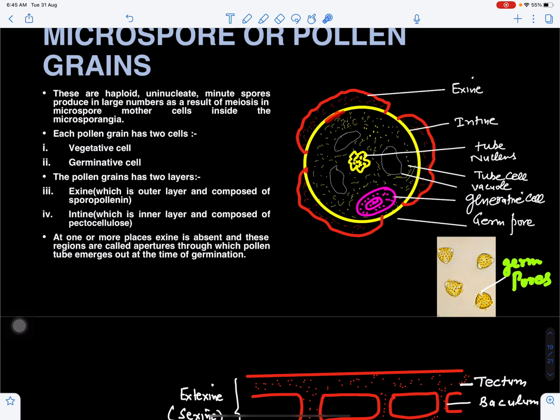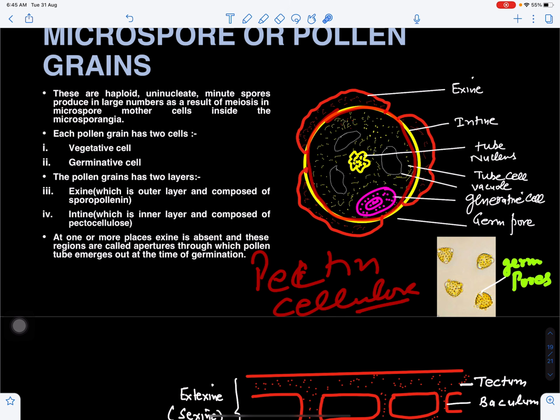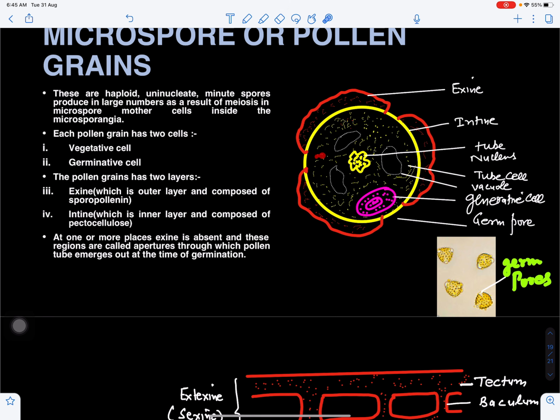Now this internal wall is the intine, which is thin and made up of pectin plus cellulose, so it is pectocellulosic in nature. This is the cytoplasm having tiny vacuoles, and this is the nucleus present in the cytoplasm, called the tube nucleus.